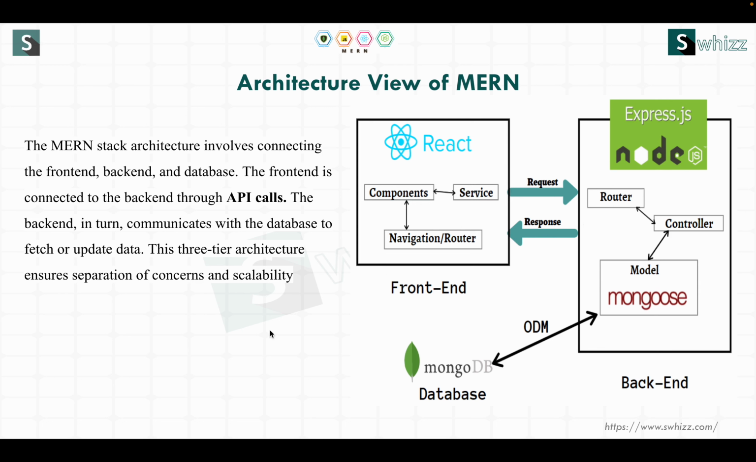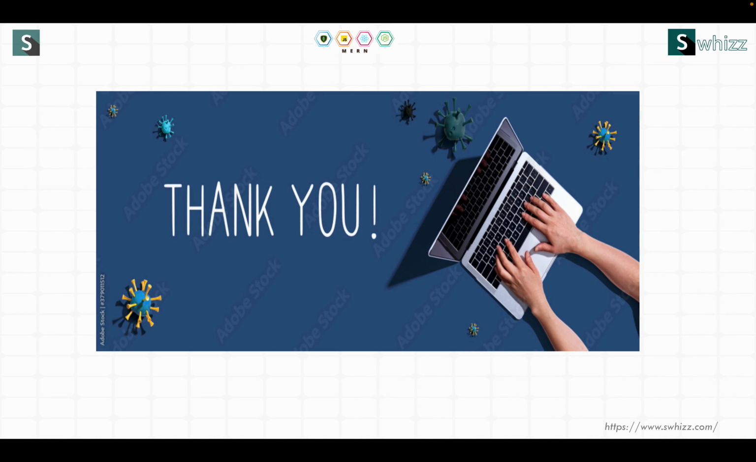So this is a brief overview of the architecture: what we are doing with the front end, the back end and the database, and how we use them together. I hope after this video you have a clear idea of what the MERN stack is, what the front-end technologies, back-end technologies and database are, and the architecture. Thank you.